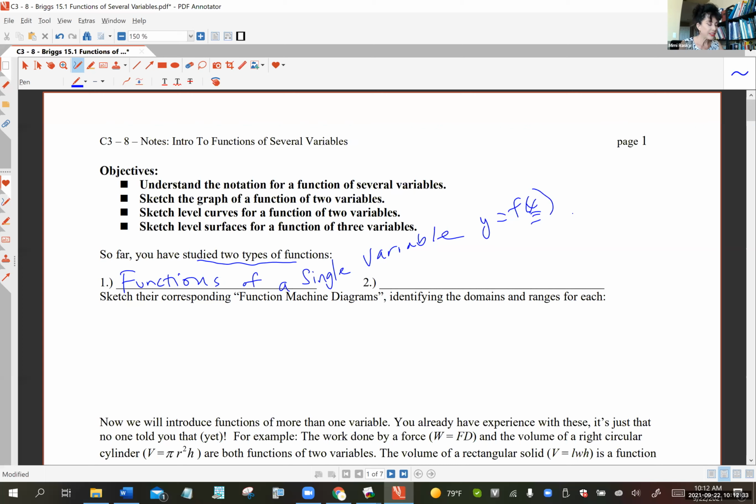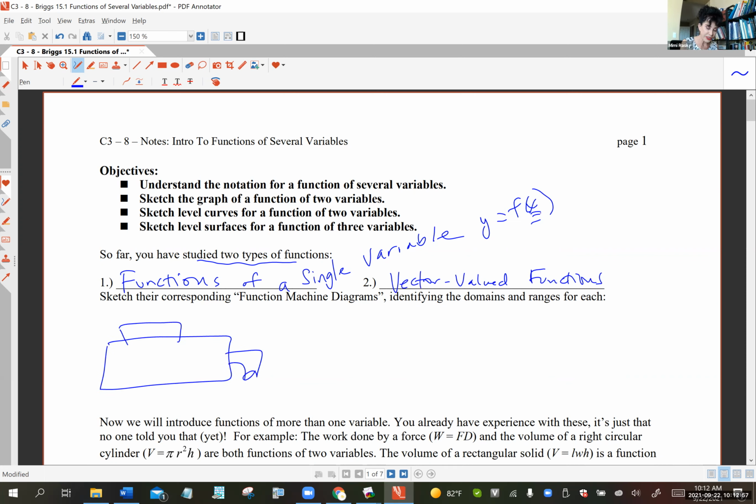Fine. What's another function you're familiar with? Well, you're probably not as familiar because you just studied it in the last chapter. Vector valued functions. Yes, indeed. Vector valued functions. Different kind of function. So let's do the function machines for these really quickly. This is review. You've seen me do this before.